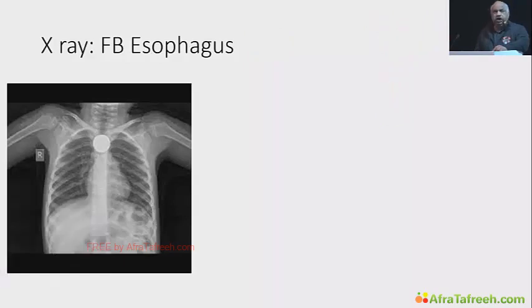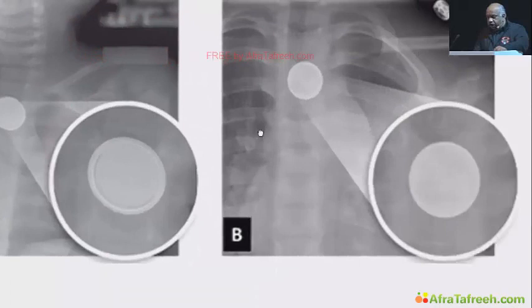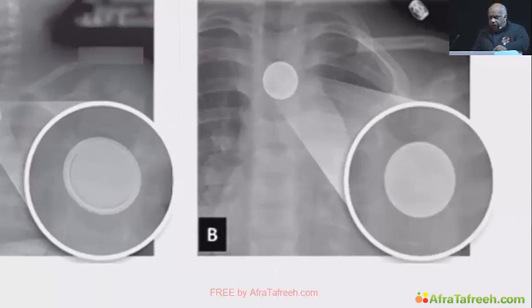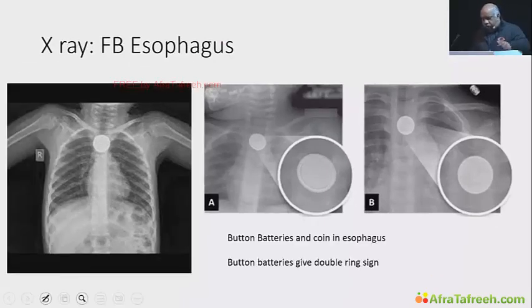How to differentiate button batteries from coin? Both are round, small. Yes, you get a double ring sign. See here, two rings, while in coin, no ring. So double ring sign is a sign of button battery. Button batteries give a double ring sign. See, compare first and second image.